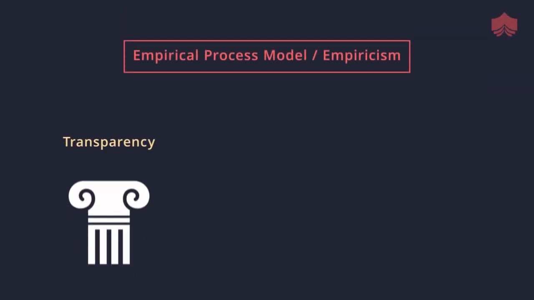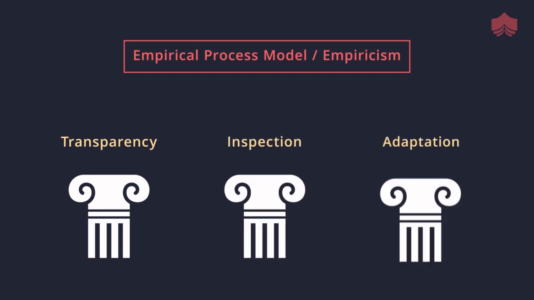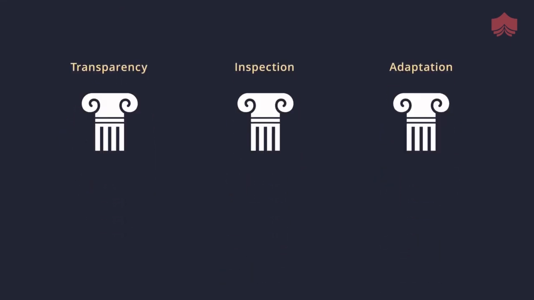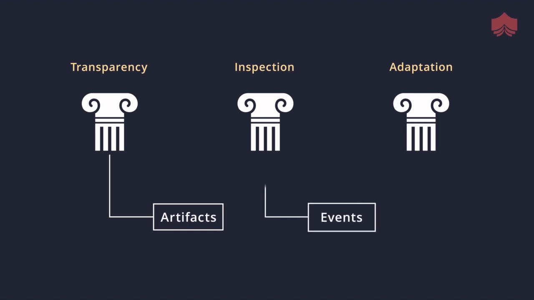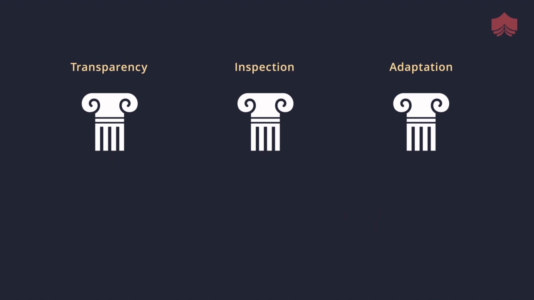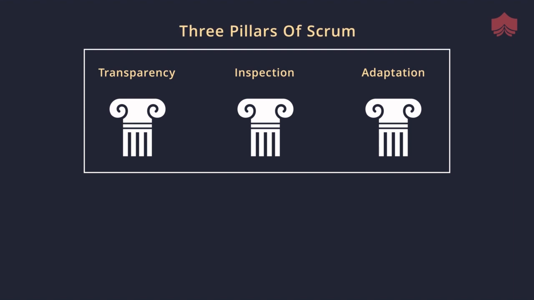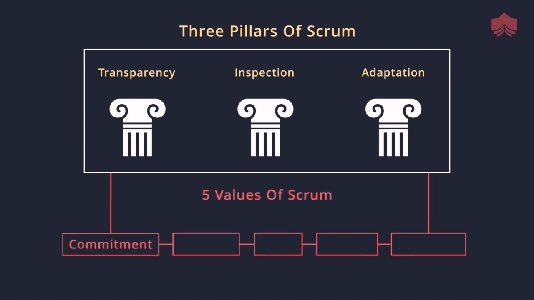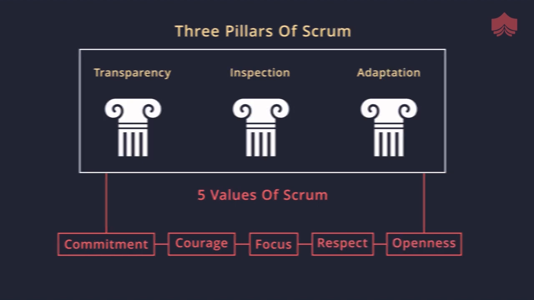The entire Scrum framework is based on the empirical process model, or empiricism. And the three pillars of empiricism are transparency, inspection, and adaptation. The transparency in Scrum is provided by the artifacts, and events provide formal grounds for inspection and adaptation. And these three pillars are guarded by Scrum values. Values of commitment, courage, focus, respect, and openness.